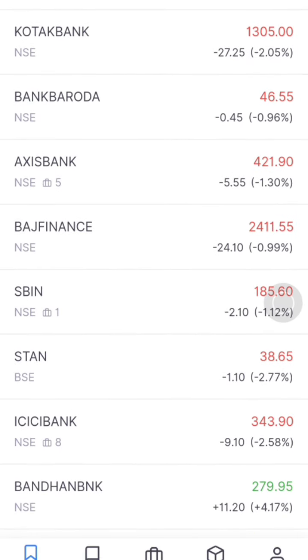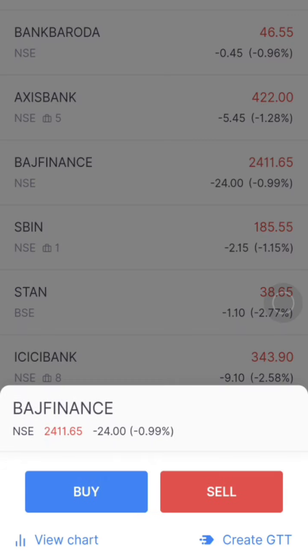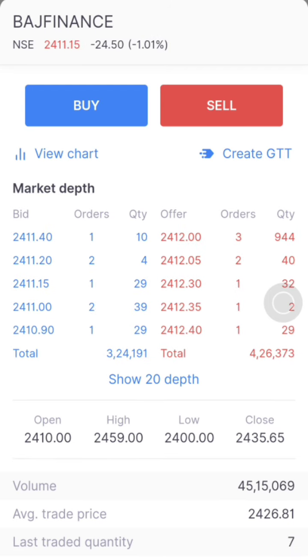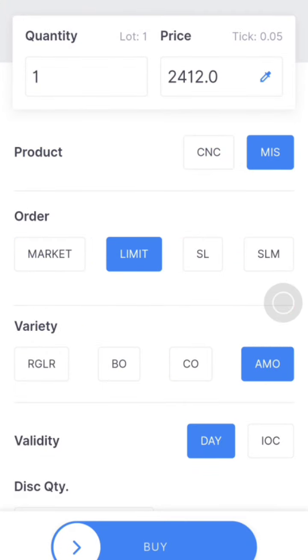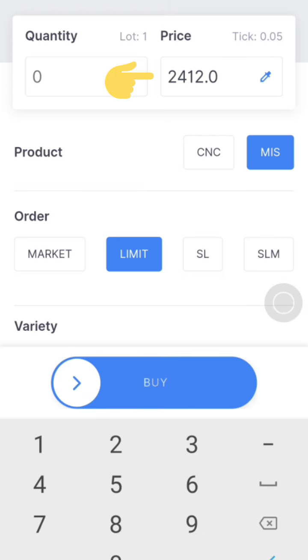Let's see something called Bajaj Finance. Bajaj Finance is from the watch list. I picked this here. They mention buy as well as sell. Let's say we want to buy this share. This is how the interface looks when you're buying or selling a share. The Bajaj Finance current price is going on at 2,411 rupees. Now let's say I want to buy 2 quantity of Bajaj Finance. Then the price is mentioned automatically, 2411.115, the current price.